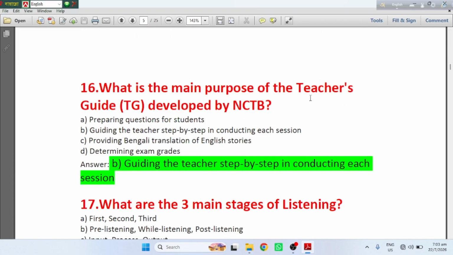16. What is the main purpose of the teacher's guide TG developed by NCTB? The TG মূল উদ্দেশ্য কি? Guiding the teacher step by step in conducting each session.